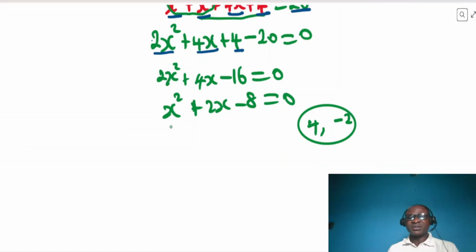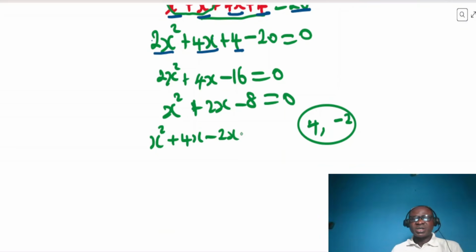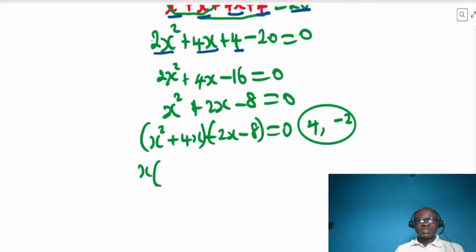That means you are listening. You are paying attention. So therefore, I will now write x squared plus 4x minus 2x minus 8 equal to 0. I have now included those two numbers. This time around, it can now factorize. Common here is x, remaining x plus 4.